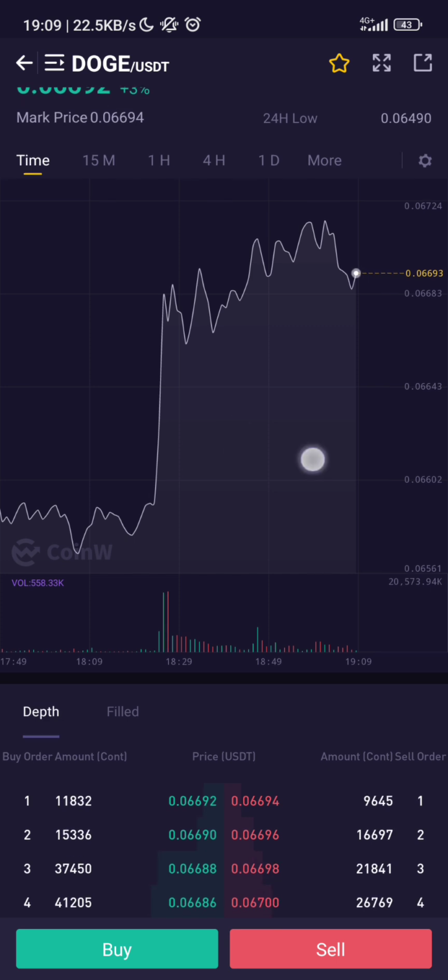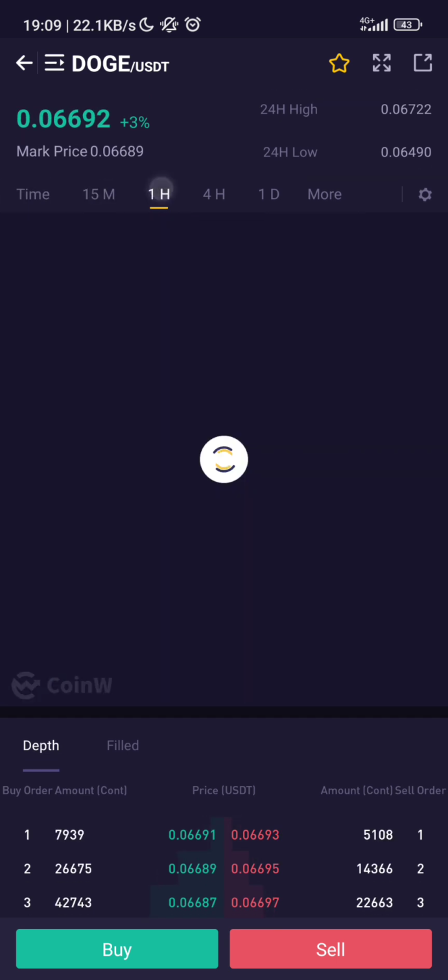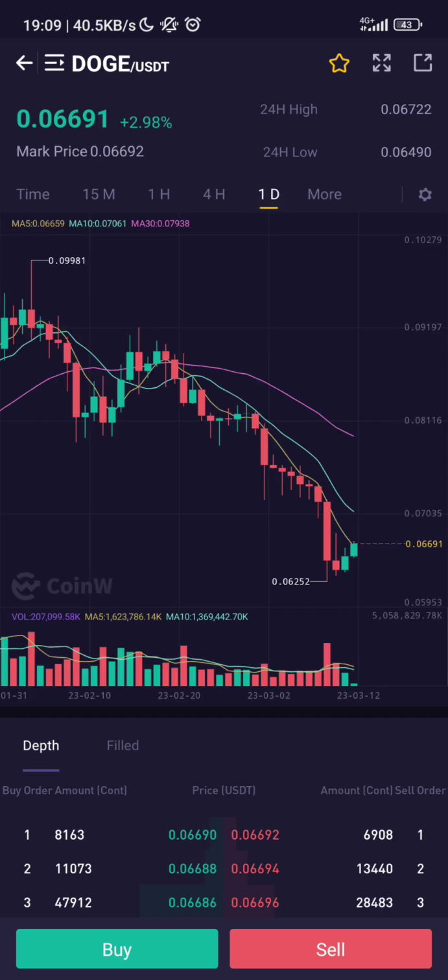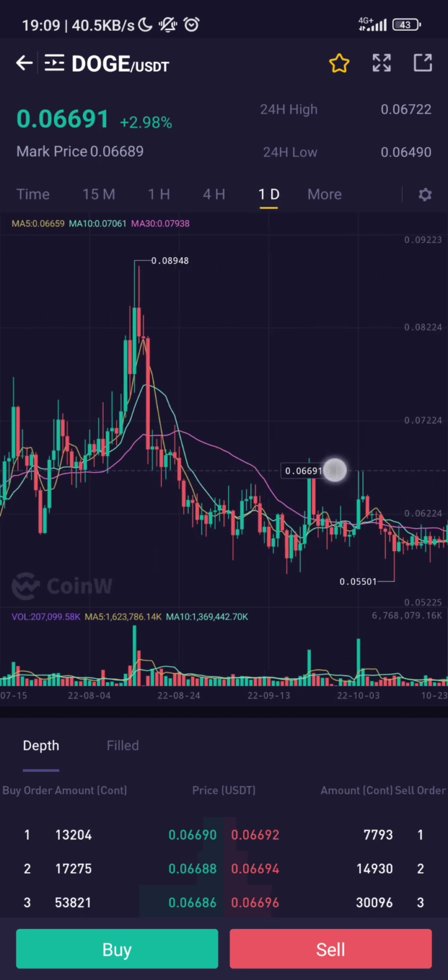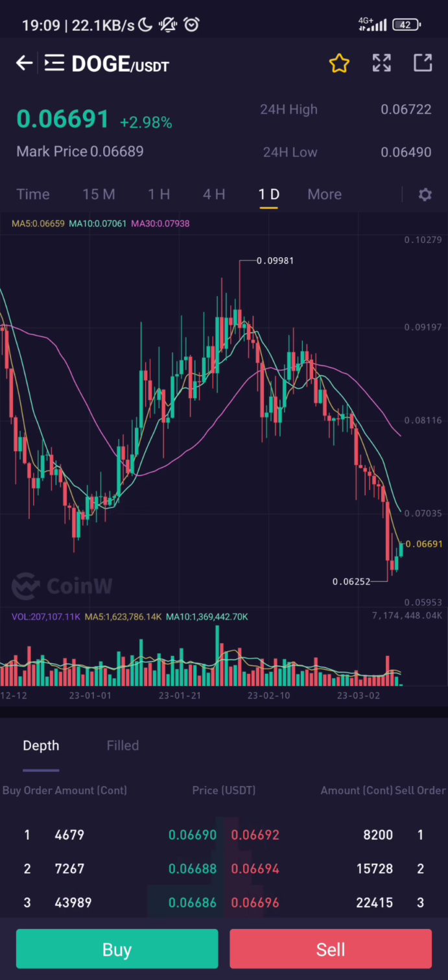This is 15 minutes. This is 1 hour. This is 4 hours, and this is 1 day, right? So this is how you can see the price. Depending on your kind of analysis, you determine the time frame you are going to use.